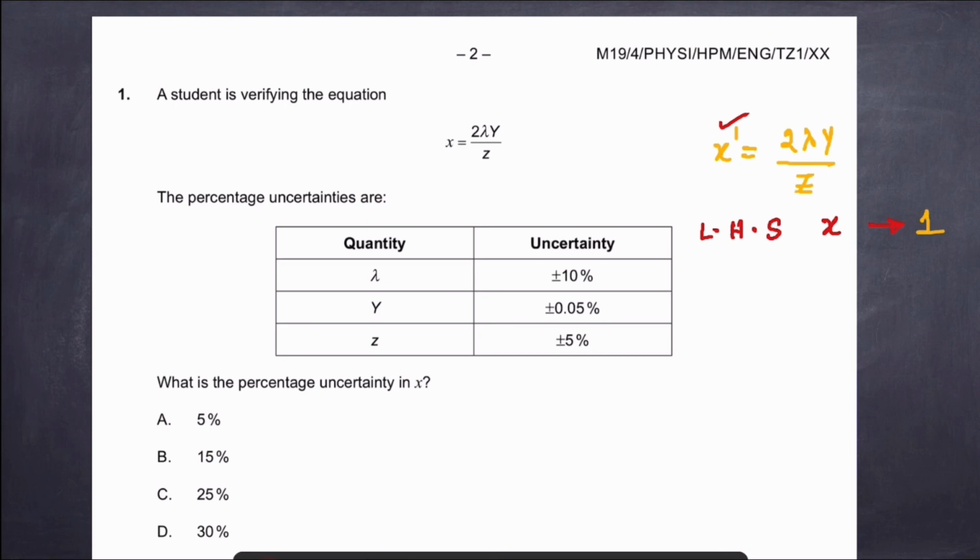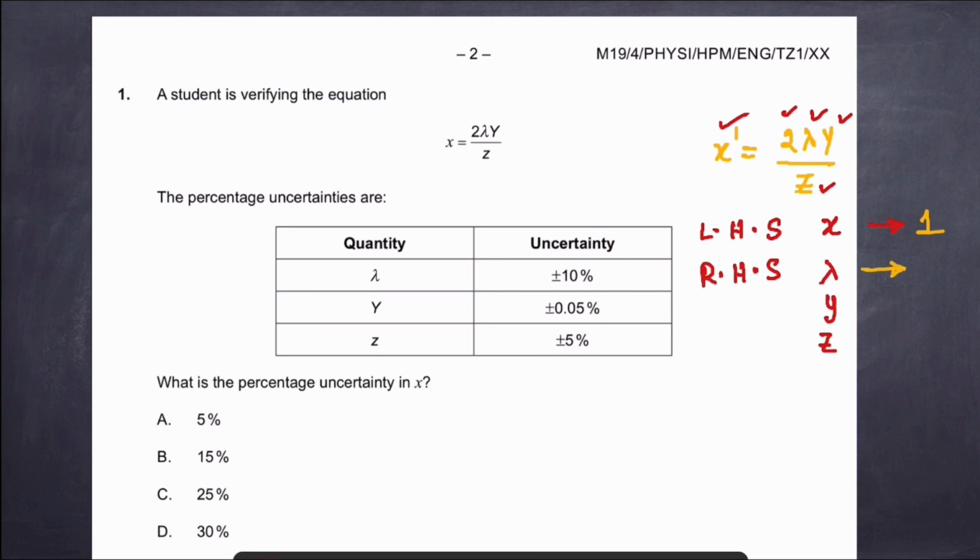On the right hand side of the equation there are 3 variables: lambda, y and z. Over here 2 is a constant, so we will not take the constant. So that means lambda, y and z. What is the power of lambda?